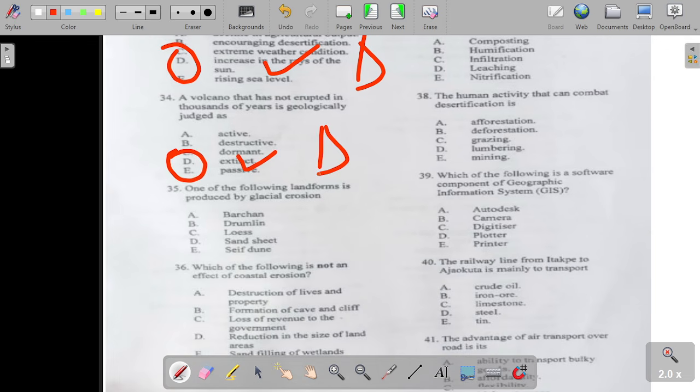35. One of the following landforms is produced by glacial erosion. By glacial erosion, we have beach, drumlin, loess, sandsheet, and cirque. The answer is B.